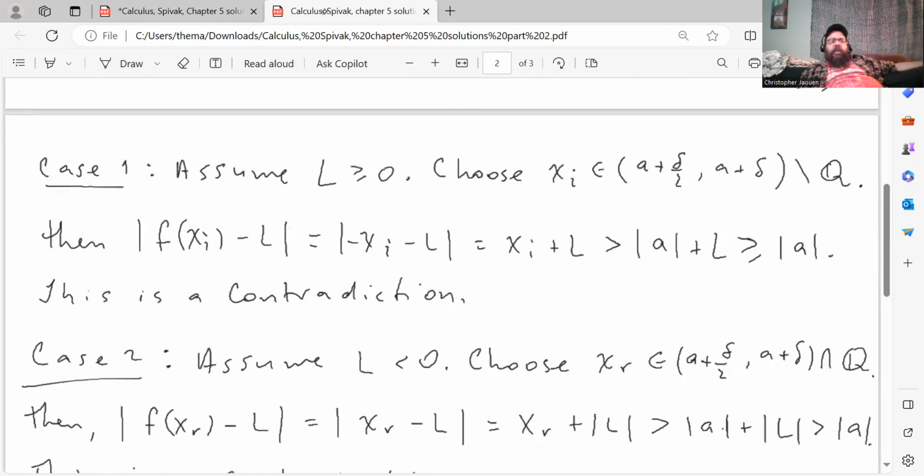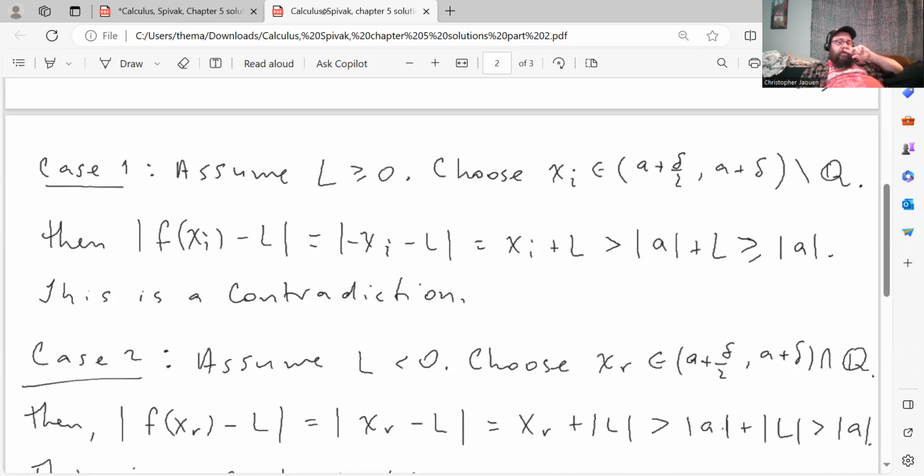So case 1, assume L is greater than or equal to 0, then choose an irrational number in the interval from a plus delta over 2 to a plus delta, minus the rationals. So this is an irrational number, in other words. Then the absolute value of f of x sub i minus L is equal to the absolute value of negative x sub i minus L, by the definition of the function f, the way that we defined f. And that's equal to x sub i plus L, because of the absolute value, right, you can factor out the negative, and the absolute value of negative 1 is 1, and x sub i is positive, and so is L. Or 0, L could be 0 too.